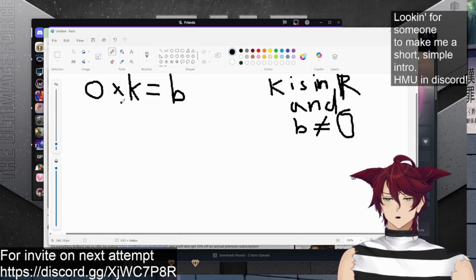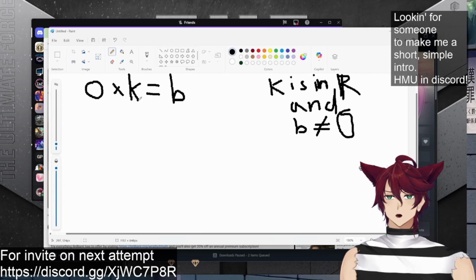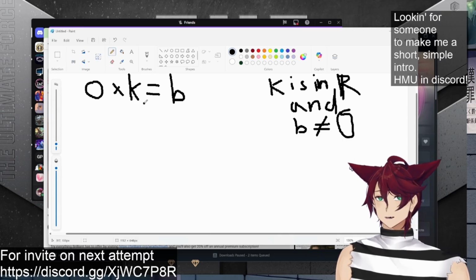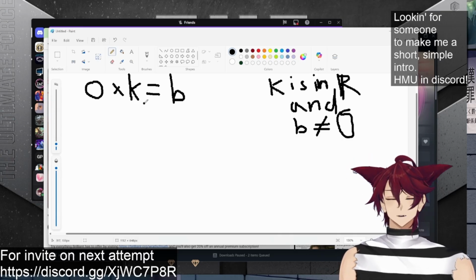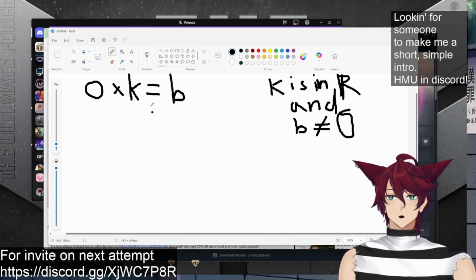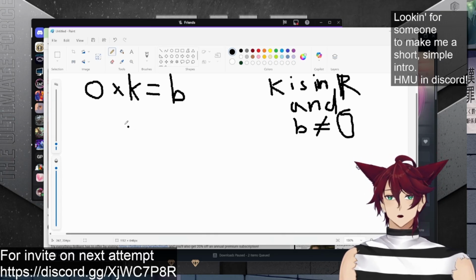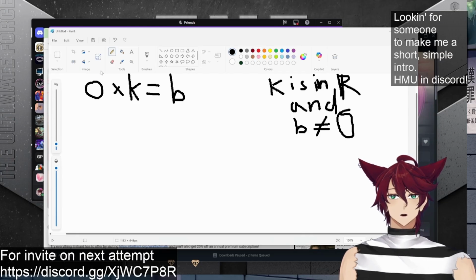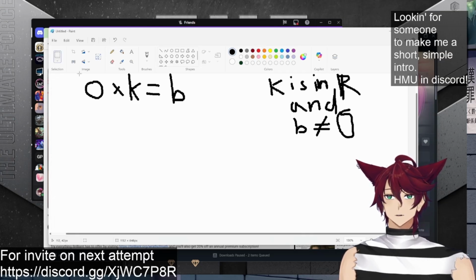Okay, so what can we do here? He suggested that we have 0 as the additive identity. So there's that. And then he also suggested using the distributive property. So let's try that. Let's try adding 0 to both sides, right? So we'll go ahead and do this.